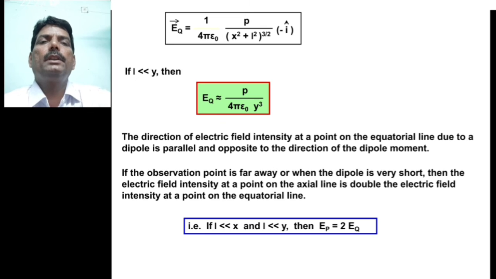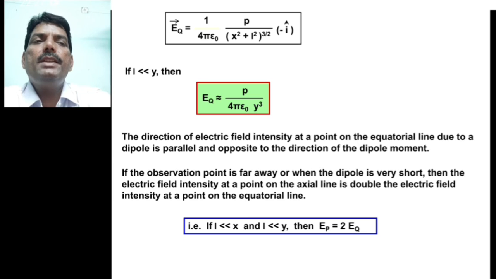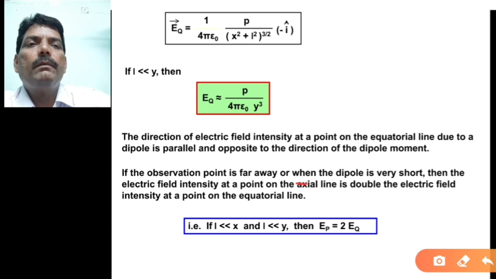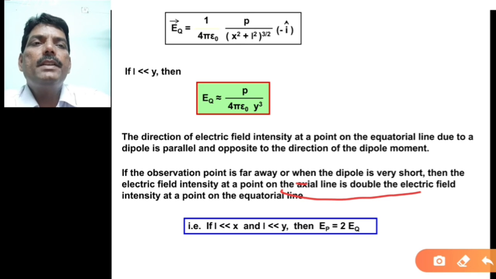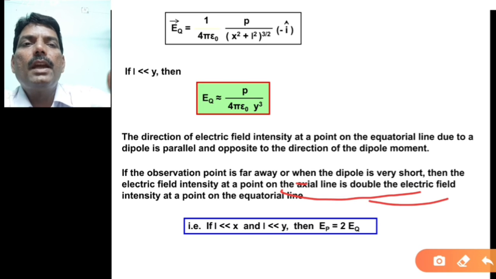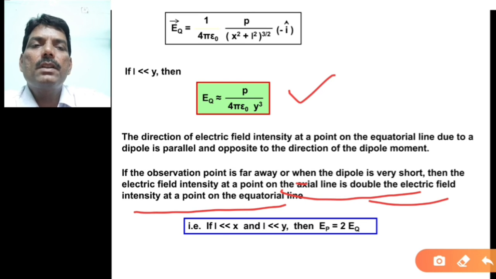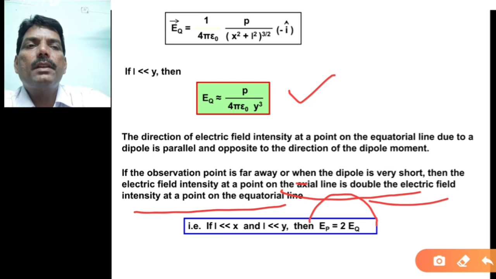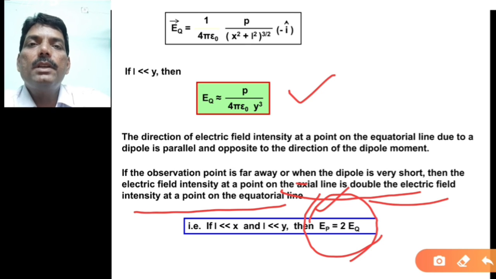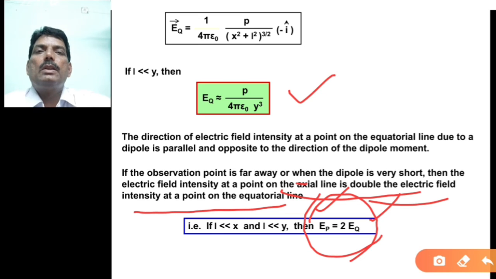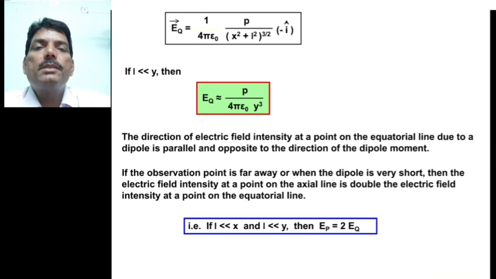If you observe, when the observation point is far away and the dipole is very short, then the electric field intensity at a point on the axial line is double. This is again one relation: the electric field intensity on the axial line is double the electric field intensity on the equatorial line. So you can see these two equations, and you will get that the electric field intensity on the axial line is 2 times the electric field intensity on the equatorial line. These things are very important for these two equations.